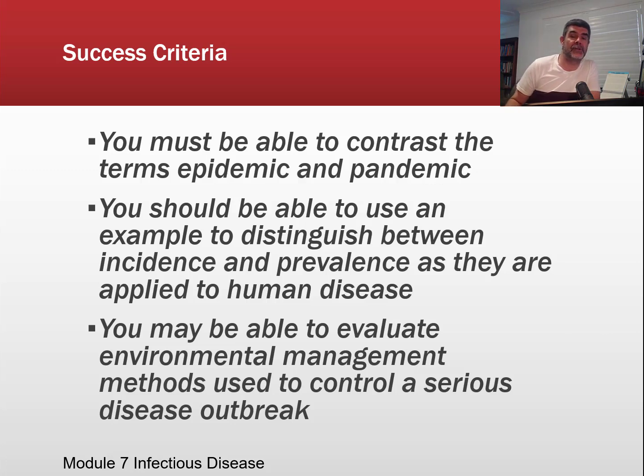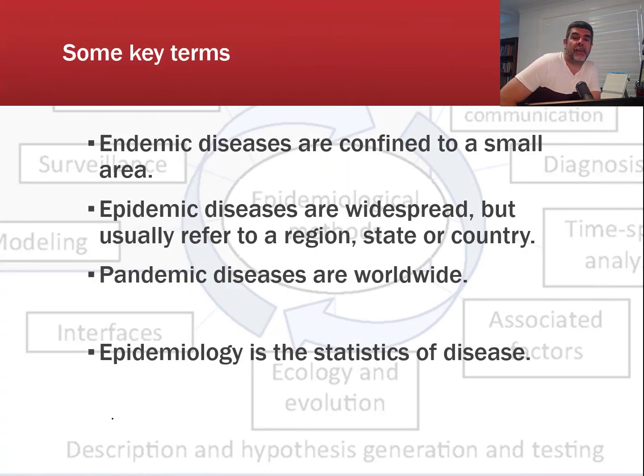We're also going to introduce two other terms that are really important when we're studying infectious disease. Those terms, which we've probably used along the way anyway, are incidence and prevalence, but they do mean two different things. And to be able to evaluate how effective different types of environmental management methods are in addressing and hopefully controlling serious disease outbreaks. So first of all, a couple of key terms, and they really are terms of scale more than anything else.